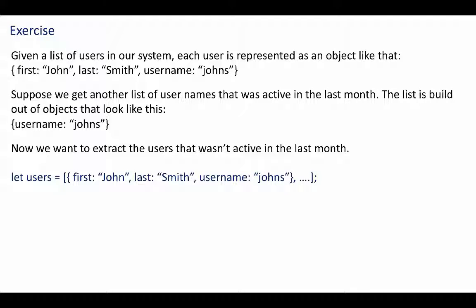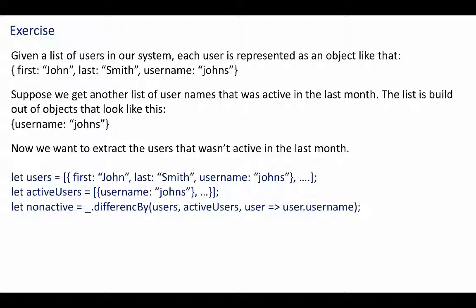So if we have this list, the users, that is an array of objects, and we have another list, which is the active users, that contains an array of objects with only the usernames, we want to take the difference between the first array, the users array, and the active users. But we cannot just activate the difference function because the format of those two values is not the same. We have here an object with three attributes and in the second list, an object with one attribute.